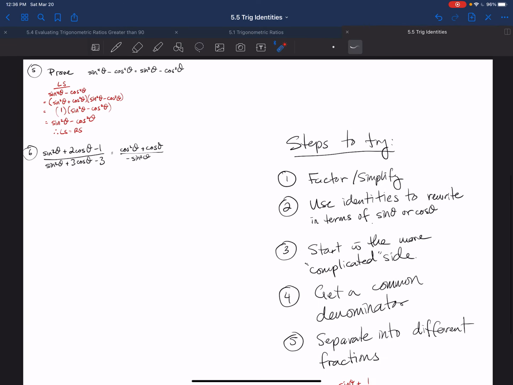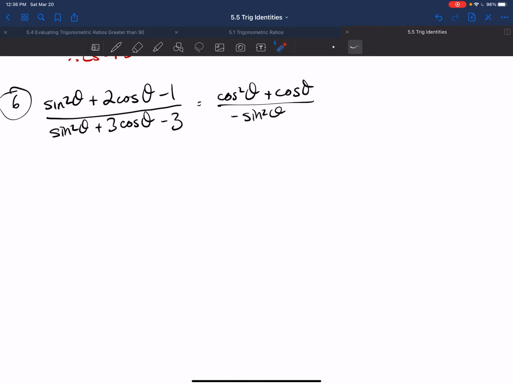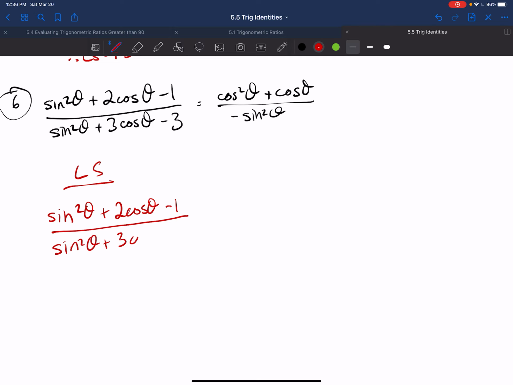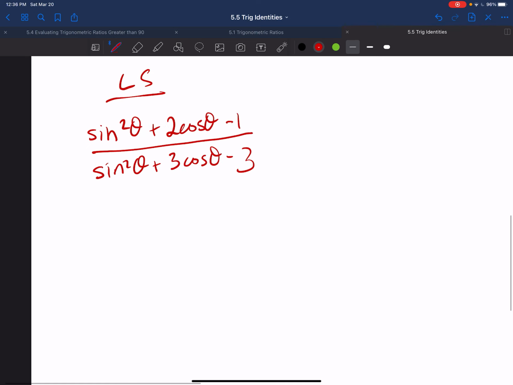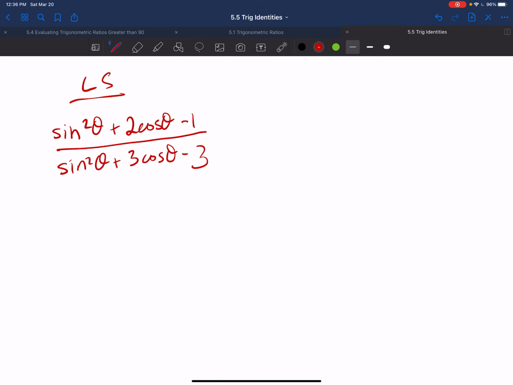So let's start this one. Again, it's a more complicated one. I have no idea how I'm going to do it right now, but the left side looks like it's got more going on, so I'm going to start with the left side. So I'm going to rewrite it. And it looks like a quadratic, something like a factor, but the problem is I have sine and cos in there. Sine at the beginning, cos in the middle. So I want to change that so that I only have either cos or only sine.